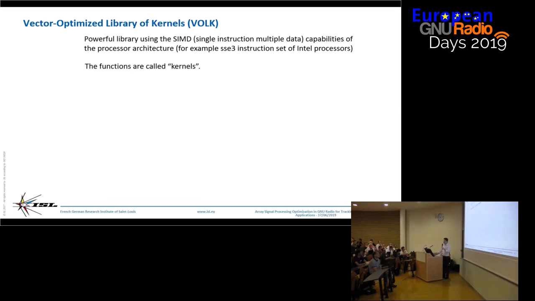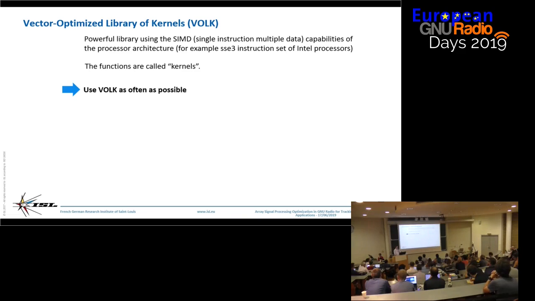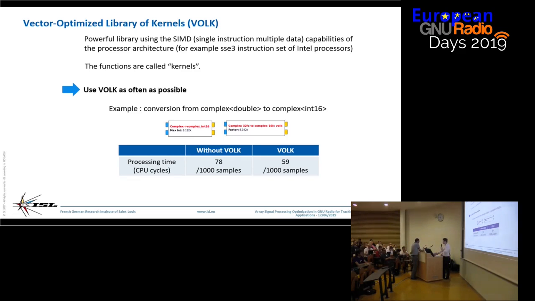Next point is the use of the Vector-Optimized Library of Kernels, also known as VOLK. So that's a library of kernels using the single instruction, multiple data capabilities of the processor. So that's very good when you want to process a large amount of data with the same processing function. That's really nice because that's exactly what we are trying to do. So we took the bet of using VOLK as often as possible after we compared this very block with these two processing ways. And in our case, it appeared that using VOLK saved us around 30% execution time.